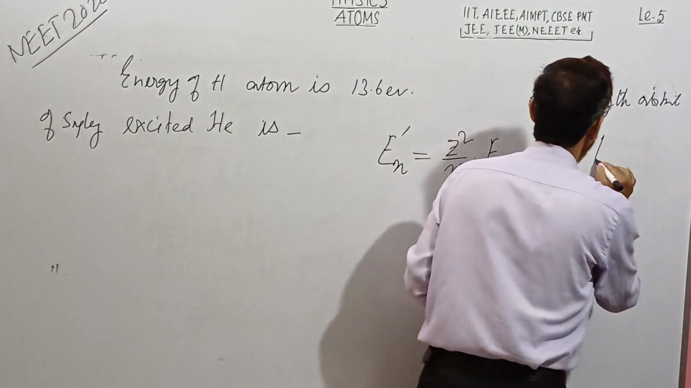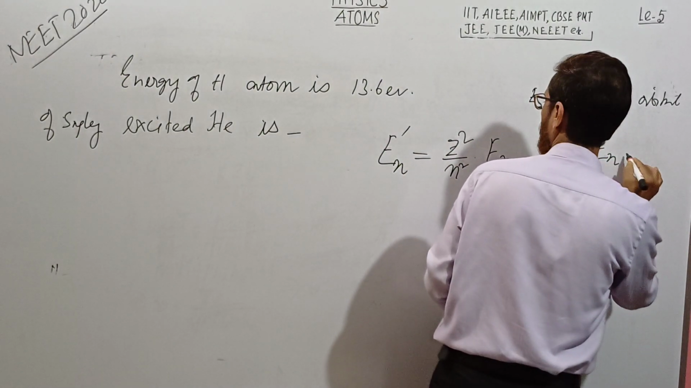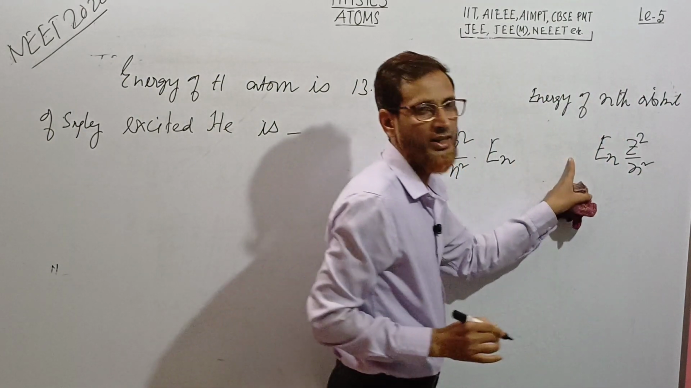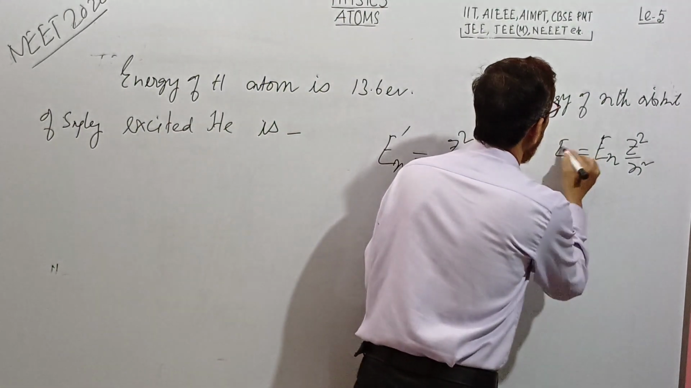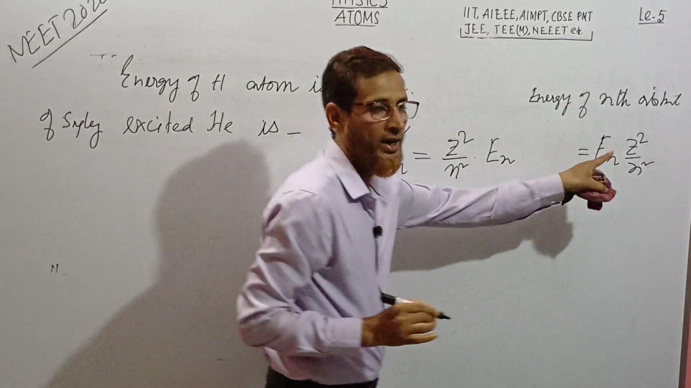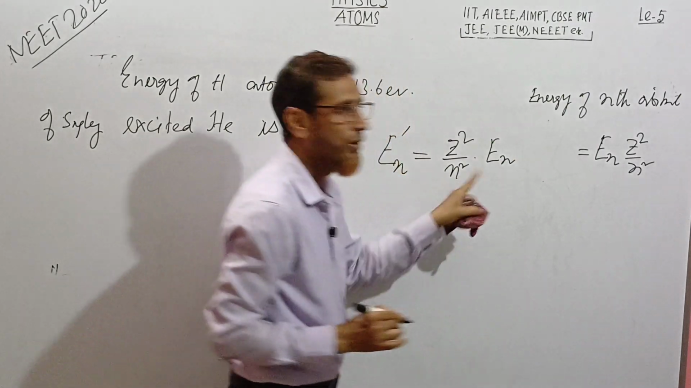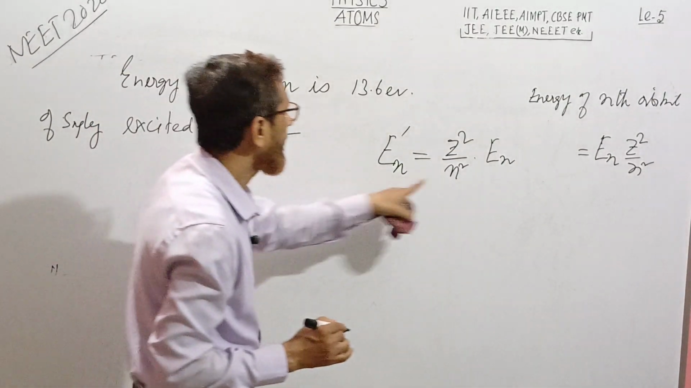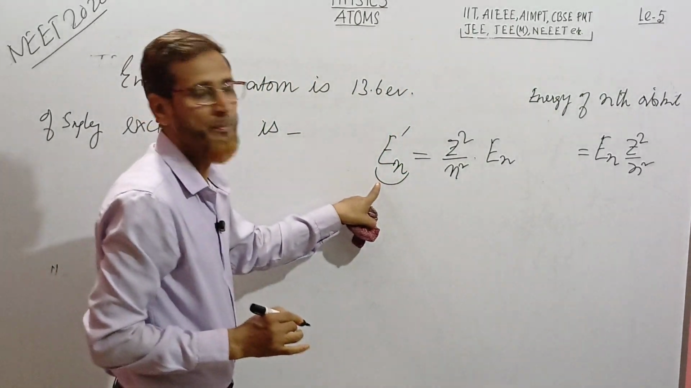I told you earlier, energy into z square by n square. If it is 13.6, you put here 13.6. This is the energy of hydrogen atom, and with the help of this energy, we will find the energy of helium. That's why we have written this one. So we say this is the energy of helium.